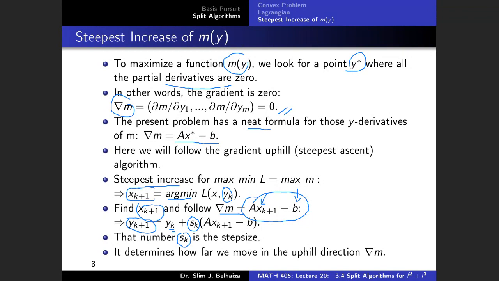That number s_k, you may tweak it a little bit, you may calibrate it, you may do different things to find it. That number s_k is the step size, and it determines how far we move in the uphill direction, because we are willing to maximize the dual. So we're moving in the direction of the gradient of the dual.